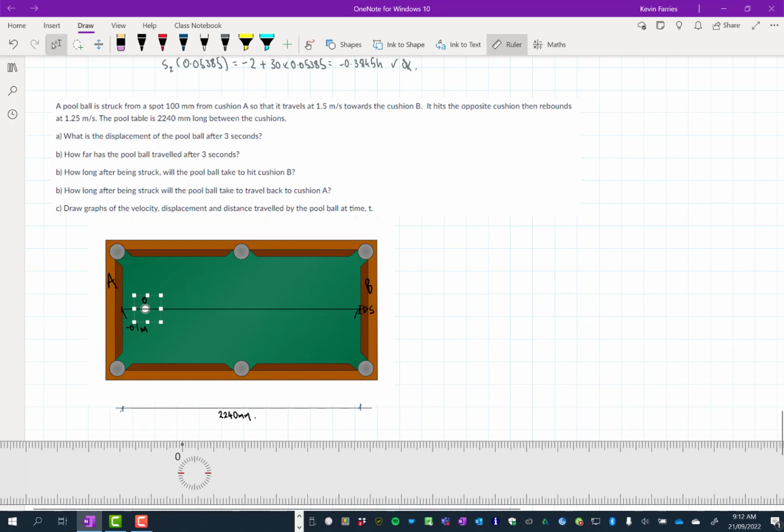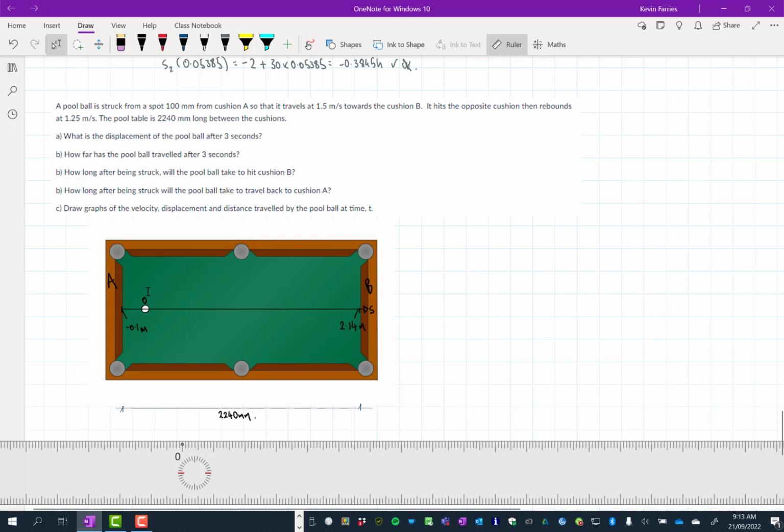So therefore, the displacement when it hits this other cushion, well, the total distance between this point and this point is 2240. That's at minus 0.1. So this must be 2.14 meters. Okay, because you've got that. You're not starting from 0 here, you're starting from minus 0.1. So this here must be 2.14 meters. Okay, so just be careful to think through exactly what everything is.